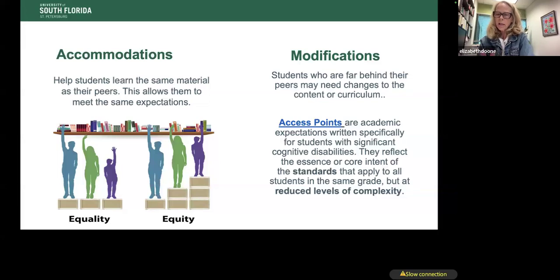A modification is used for students who are far behind their peers, and we need to change the content or the curriculum to make sure that they can have access to the content in the classroom. In Florida and in the US, we do this through something called access points. It's a curriculum that we have. There's a series of standards, and the access points are the same essence of that standard, but at a much reduced level of complexity, so that our students can engage with that content, but their complexity level is much lower than the expectation of our typically developing peers.